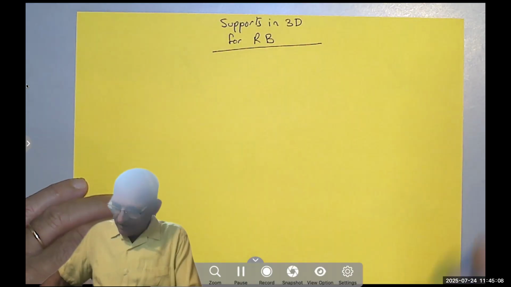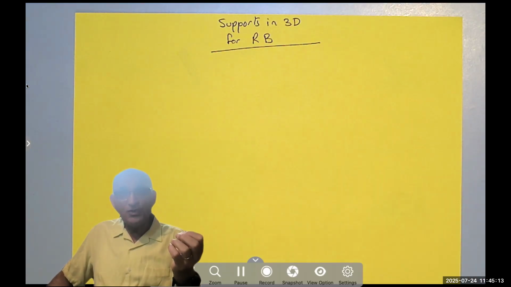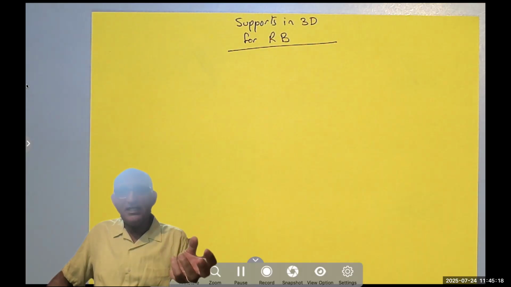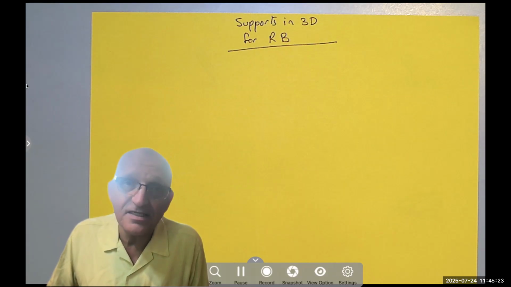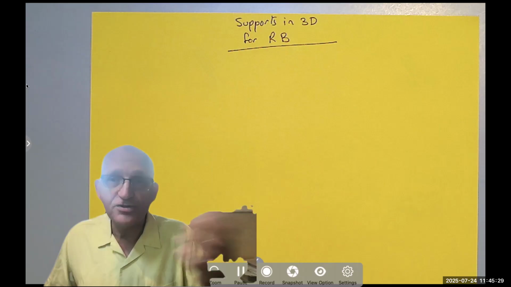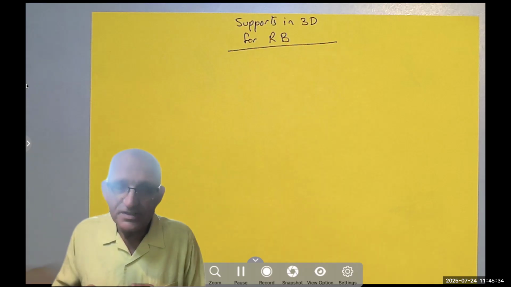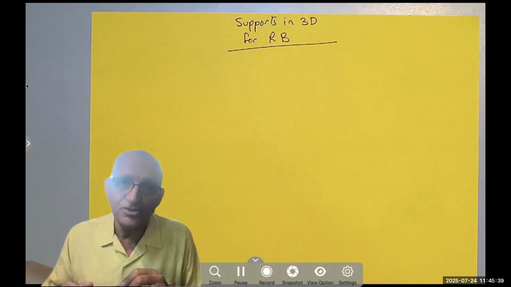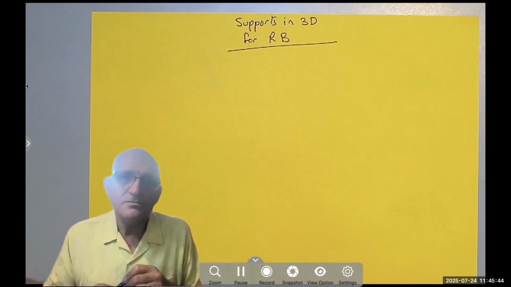First of all, when we were discussing the supports in 2D for a rigid body, first we had to think about how many equations of equilibrium, because I want my rigid body to be statically determinate. So I cannot use more support reactions than I have equations, or else using statics alone, I won't be able to determine the magnitude of each of these support reactions. So let's think about it.